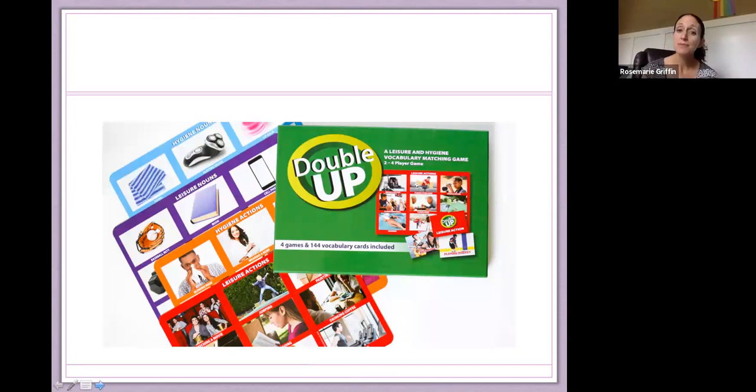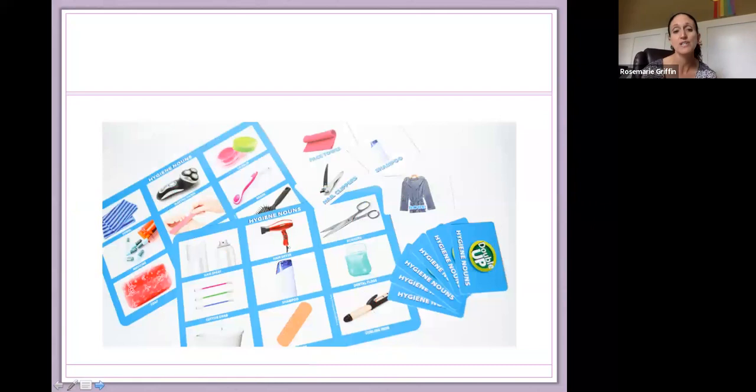So this is what Double Up looks like. You get 144 of these vocabulary cards, which are really nice. You can just work on these for labeling for students too. And then 4 different games. Each color board comes with 4 boards: 4 blue, 4 purple, 4 orange, 4 red. It's a really nice way to engage in leisure with your students with functional topics. So this is what the hygiene items look like, hygiene nouns.